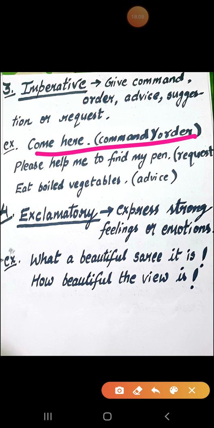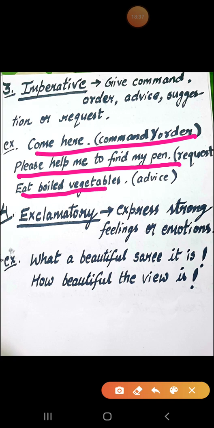Then suppose I say, please help me to find my pen. So I'm requesting you. It's in a polite way. When your sentence is in a very polite manner, because you're requesting someone. So what will you say? Please help me to find my pen. Then what else can you say? Please give me your pen to write. I have forgotten mine. So these are your requesting ways.